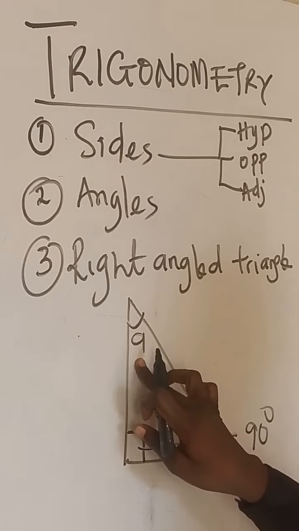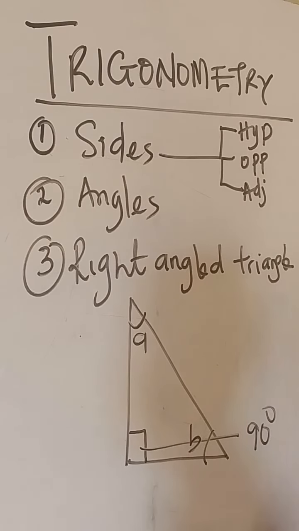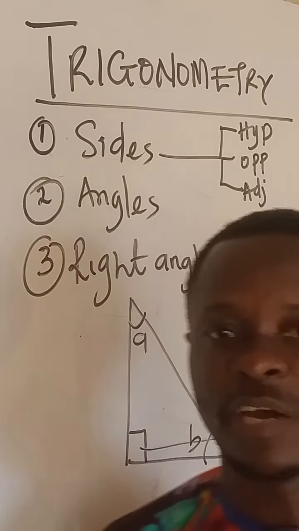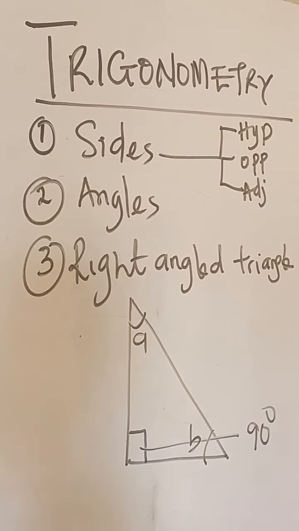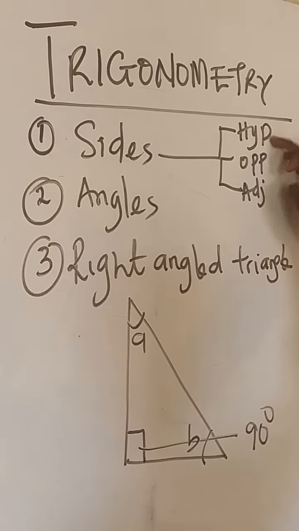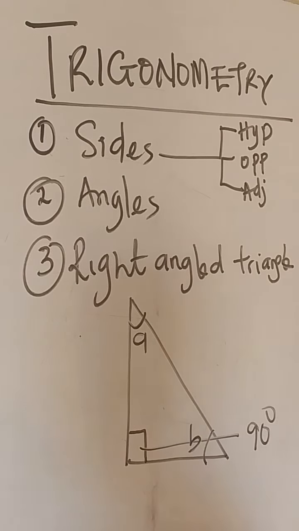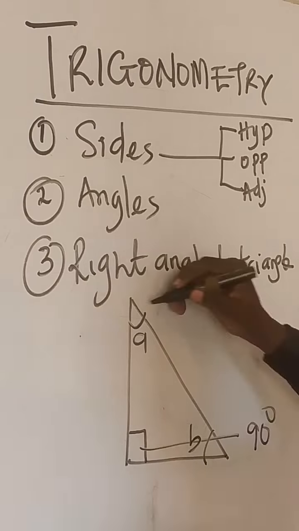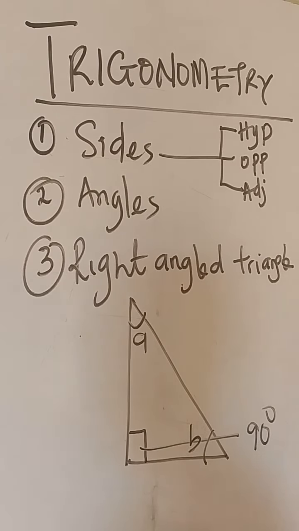That means A is an acute angle, B is also an acute angle. What is an acute angle? An angle which is greater than 0 degrees but less than 90 degrees. So having known that, how do I now identify my hypotenuse here? Now we have to believe that the longer side of a right angle triangle is the hypotenuse.